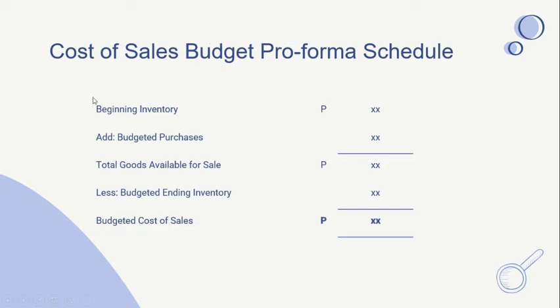Next, we have the cost of sales budget pro forma schedule. So we will start with our beginning inventory. Unya, we will add the budgeted purchases, kana atong purchase for that period, expected purchase for that period, to get our total goods or expected total goods available for sale. Then we will deduct our budgeted ending inventory to get our budgeted cost of sales.